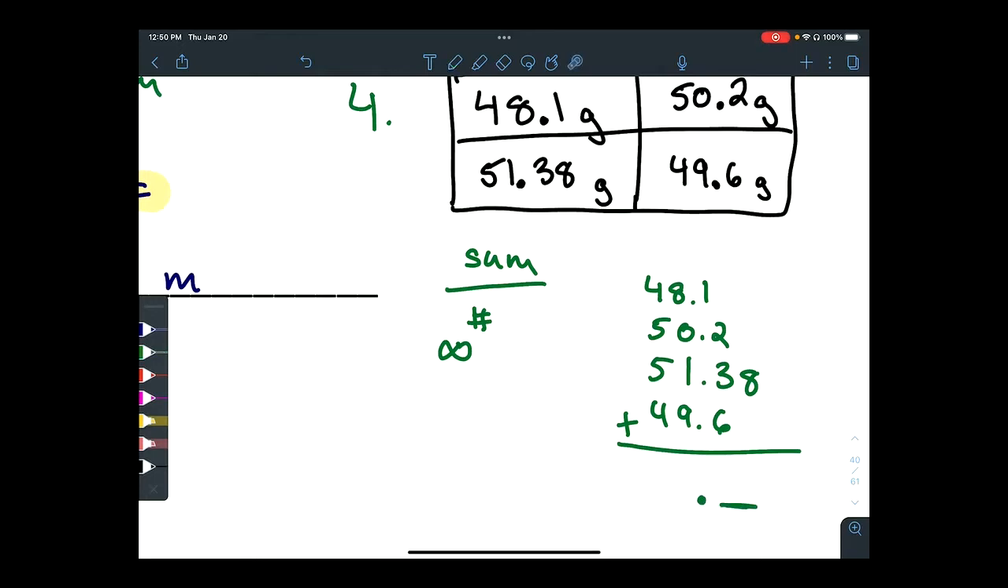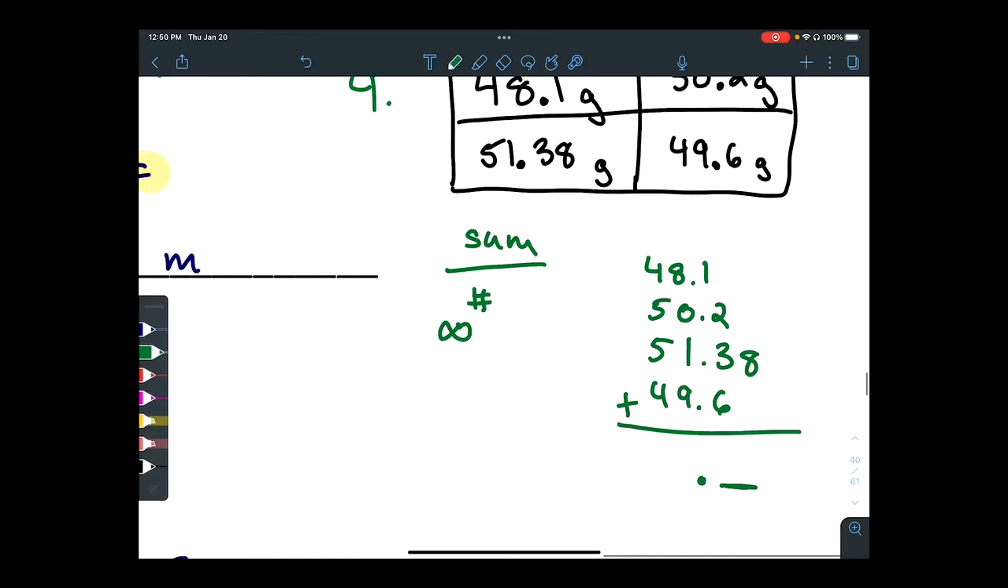So if we look here, this one number goes out to the hundredths place, right? But see how none of the other numbers have significant digits in that place? You see that? So that means in our answer, we don't have certainty in this last place. So when we do this, 48.1 plus 50.2 plus 51.38 plus 49.6.